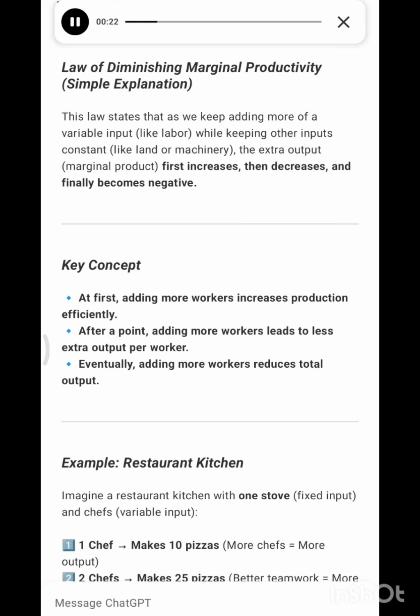At first, adding more workers increases production efficiently. After a point, adding more workers leads to less extra output per worker. Eventually, adding more workers reduces total output.